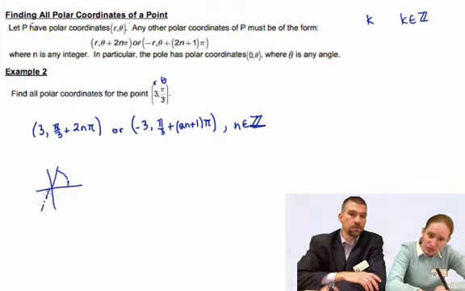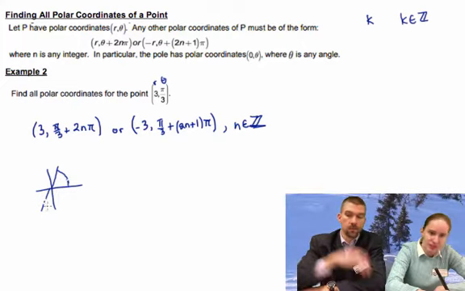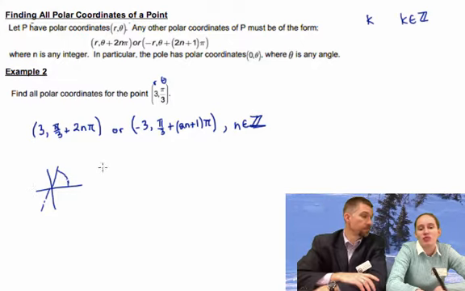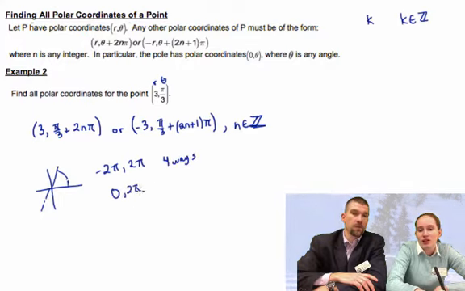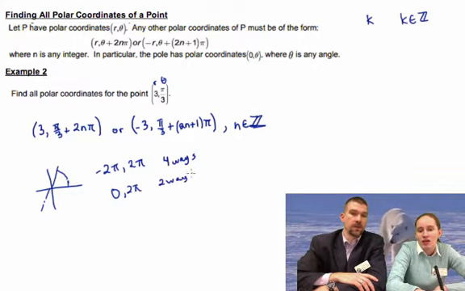But then if we look this direction at our negative 3s, there's two ways to get back to it, a positive and a negative. So between negative 2 pi and positive 2 pi, there should be 4 ways. Right. And so between 0 and 2 pi there should be 2 ways. Yeah. Perfect.